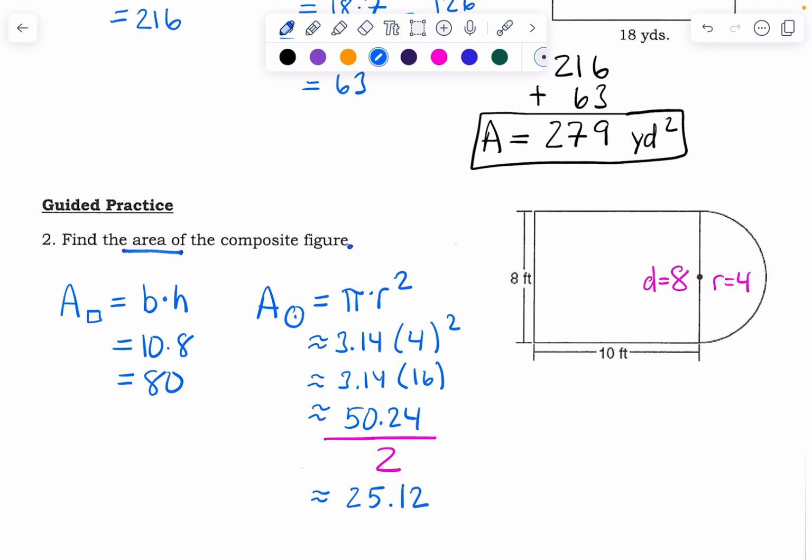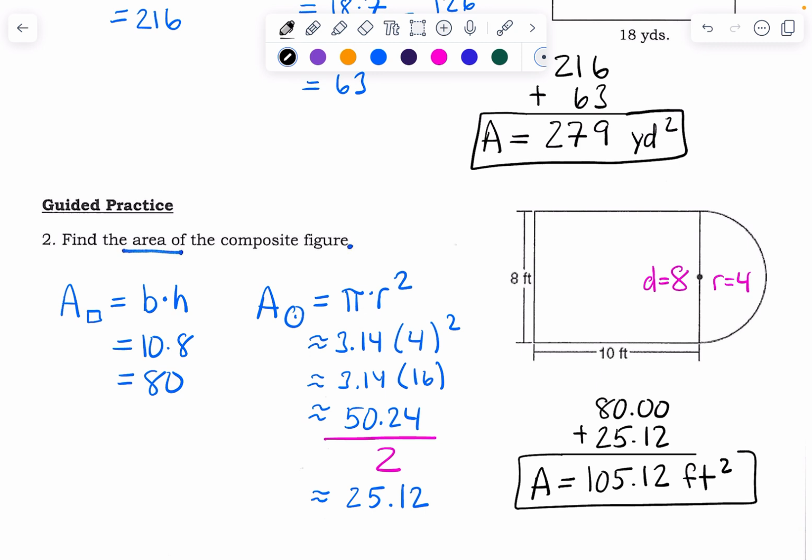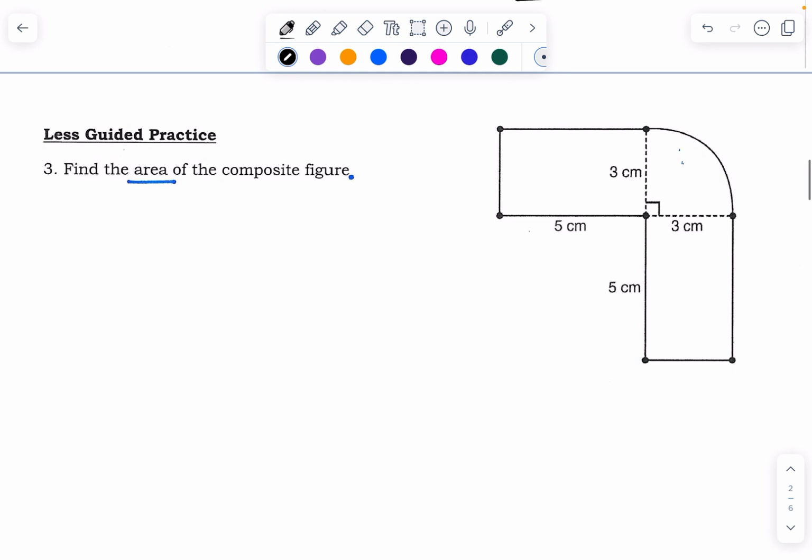Now, since I have the area of the rectangle and this is the area of the half circle, what I have to do is add those 2 numbers up. So we would get 105.12. You could say square feet or feet squared. Both of those are acceptable answers. All right, moving on to number 3.